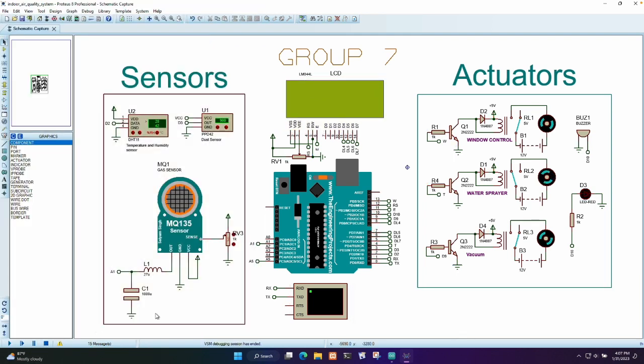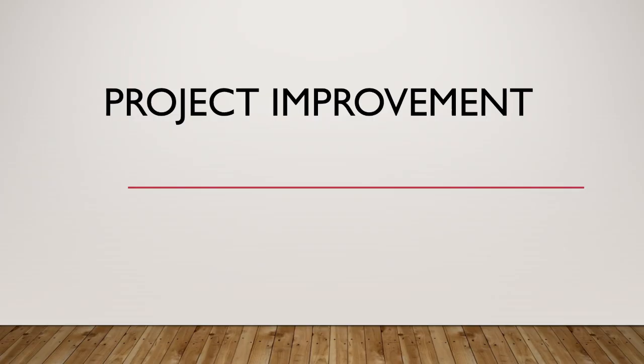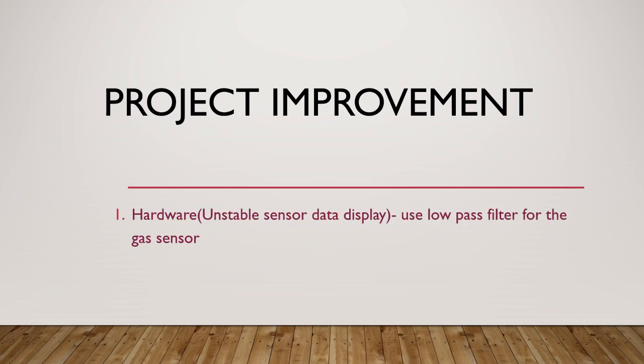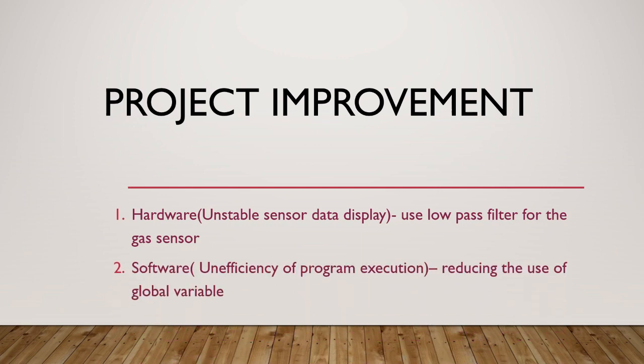And this is also the discussion of the results. Thank you. From the simulation result that we have done before, we found out that there are two improvements that we can make for this project, the indoor air quality system. The first improvement is regarding the hardware. For the hardware, we can use a low pass filter for the gas sensor. And second is the software. Regarding the software, we can reduce the use of global variables in our coding.